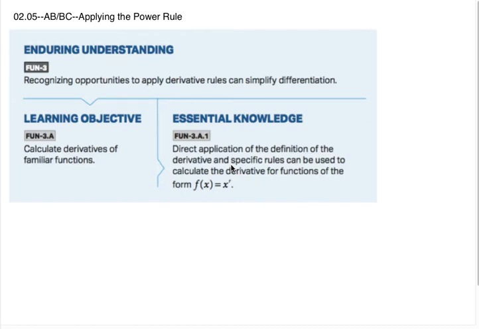Okay, this is AP, AB, and BC Calculus. We're doing Unit 2, Section 5, which is applying the power rule.